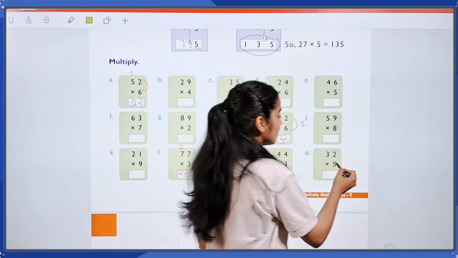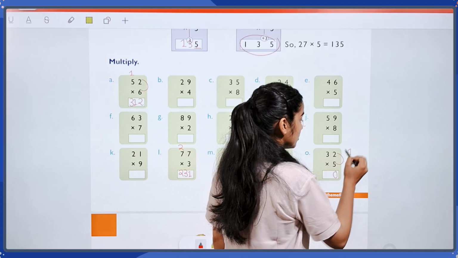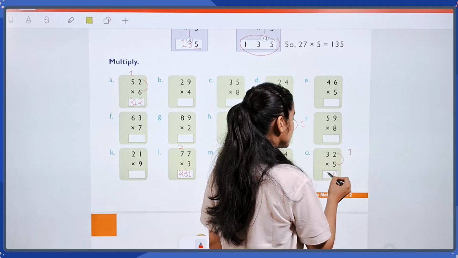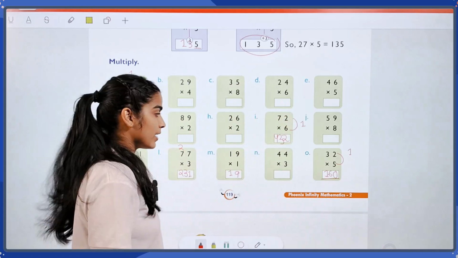Next we have 5 twos are 10. So we write only the last digit, which is 0, and 1 should be there. 5 multiplied by 3 is 15. 15 plus 1 is 16. So 160 is your final answer.